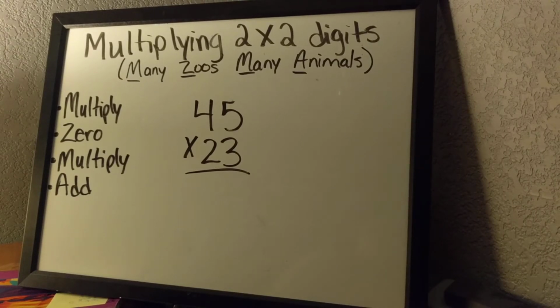Today we're going to be learning how to multiply 2 by 2 digits. So, for example, 45 times 23. And we have an acronym to help us remember the steps in multiplying 2 by 2 digits. We call it Many Zoos, Many Animals.